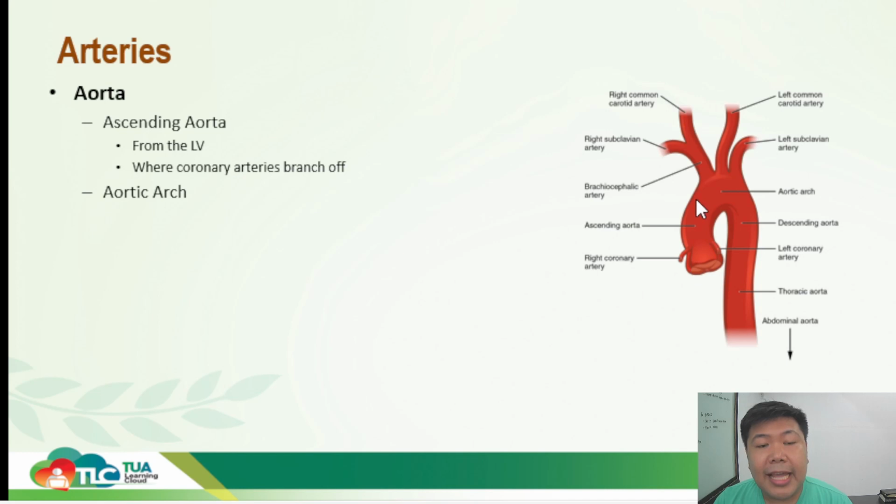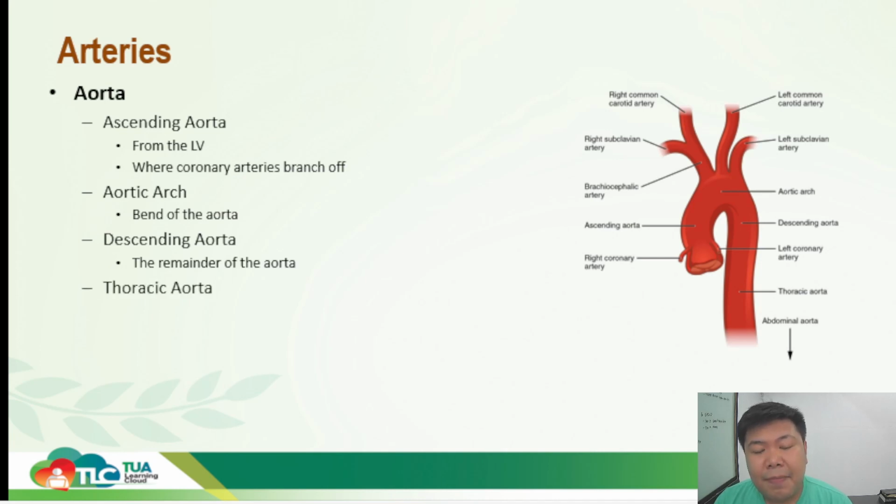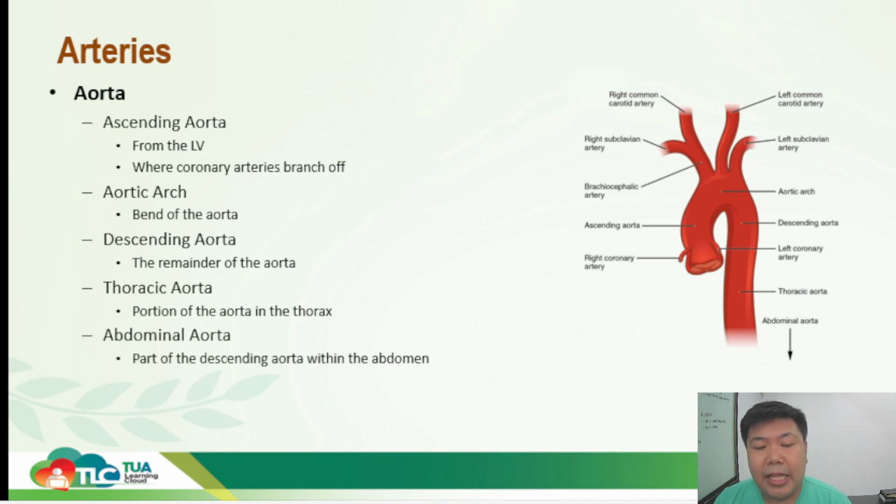Next part is the aortic arch, this perpendicular area here. And this is where the aorta bends to become the descending aorta. The descending aorta is the rest of the aorta, the remainder of the aorta. But once it enters the thoracic area, it will then be called the thoracic aorta. And once it enters the abdomen, it will then be called the abdominal aorta.